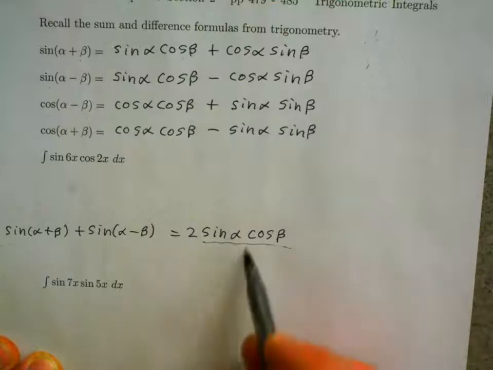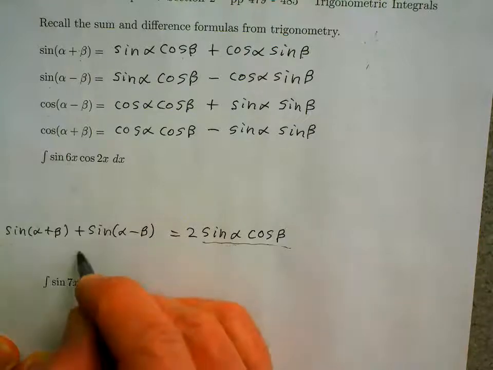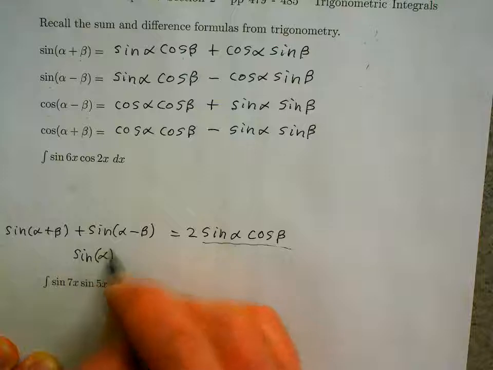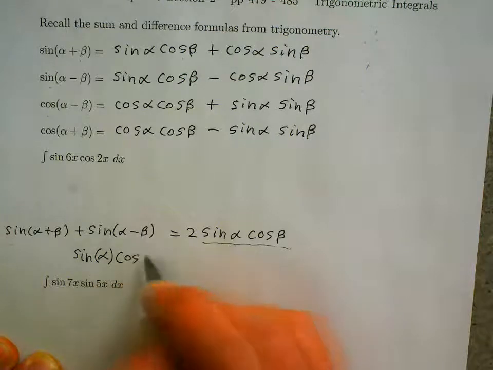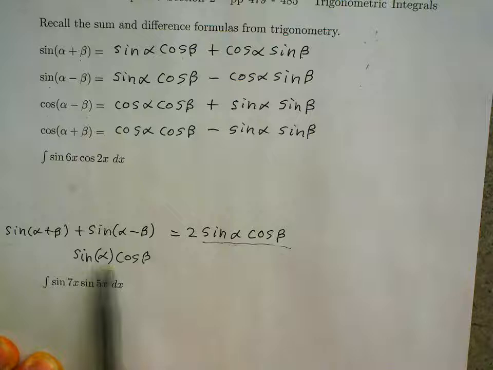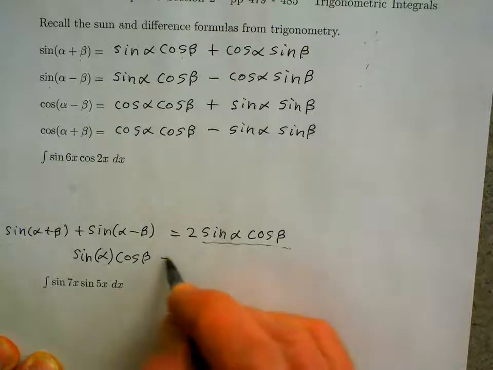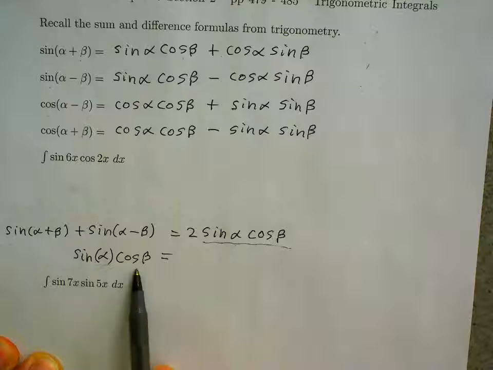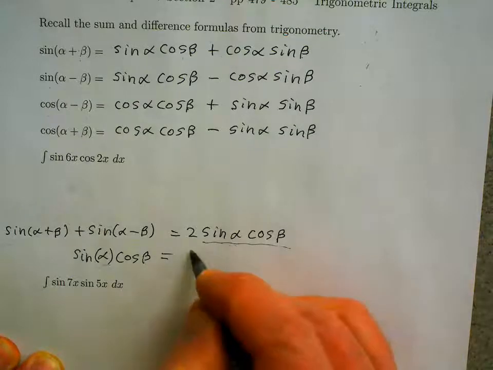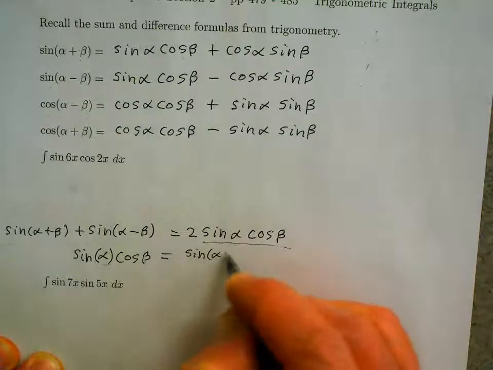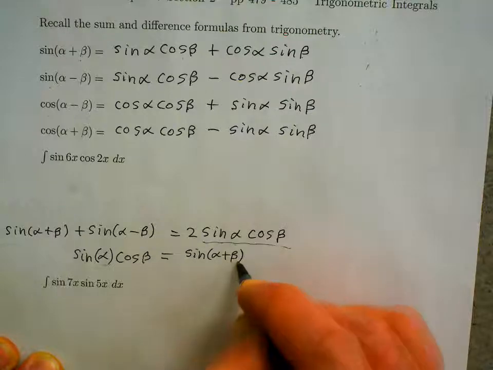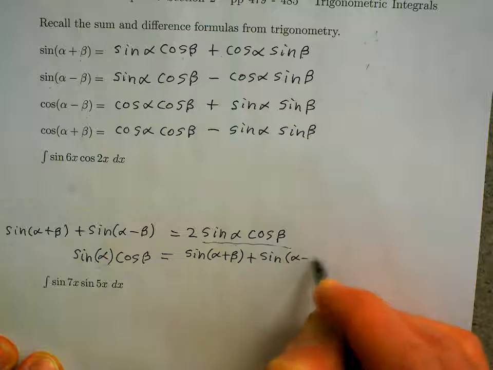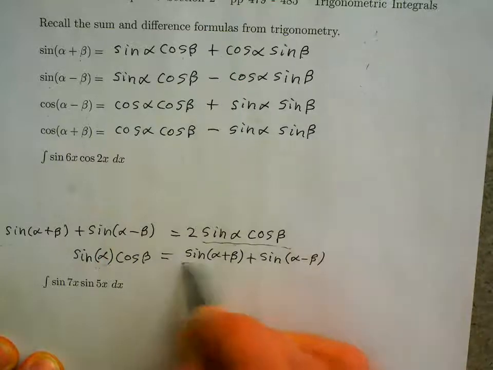So that's the identity that we want. We want to know what sine of alpha times cosine of beta is. I don't know why I put those parentheses. It's okay with or without, but sine of alpha times cosine of beta is just sine of alpha plus beta plus sine of alpha minus beta, all divided by 2.